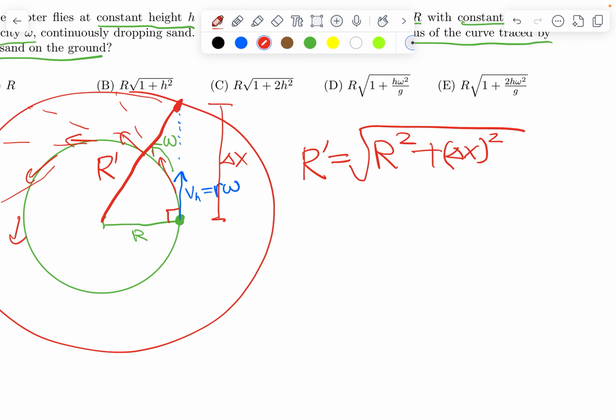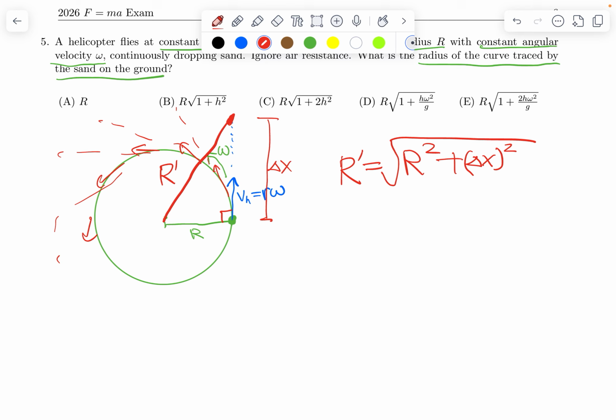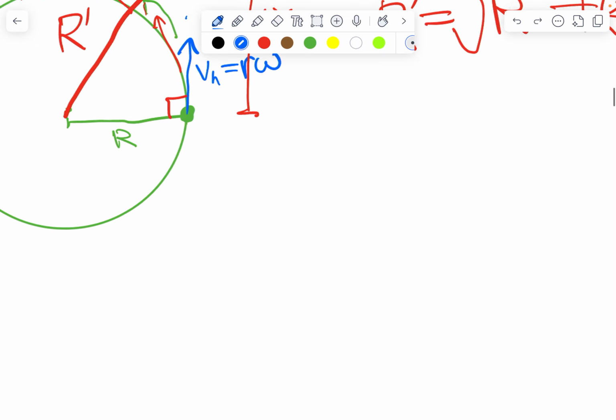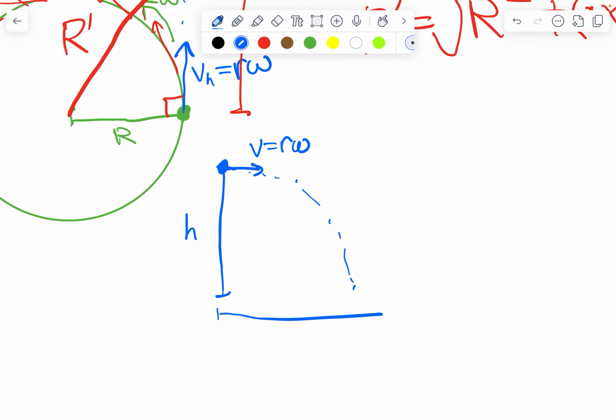Okay, so now we need to find this delta x, and we can do so by using the fact that they gave us it's flying at a constant height h. So we can use projectile motion. Let me draw a diagram of this. So if the helicopter flies at height h and the sand comes out at v equals r omega, we need to find how far it lands on the ground. So this is delta x.